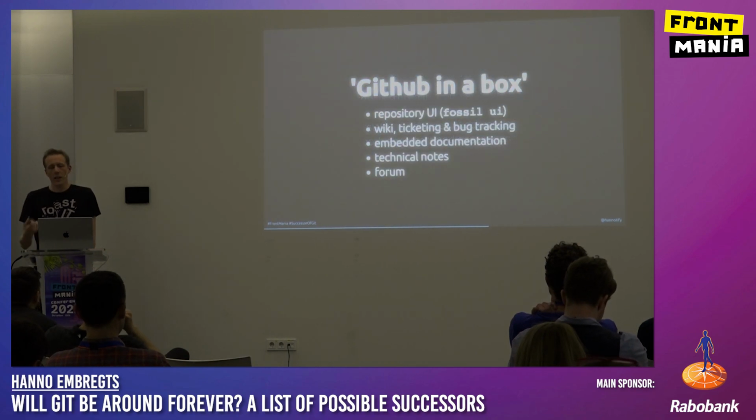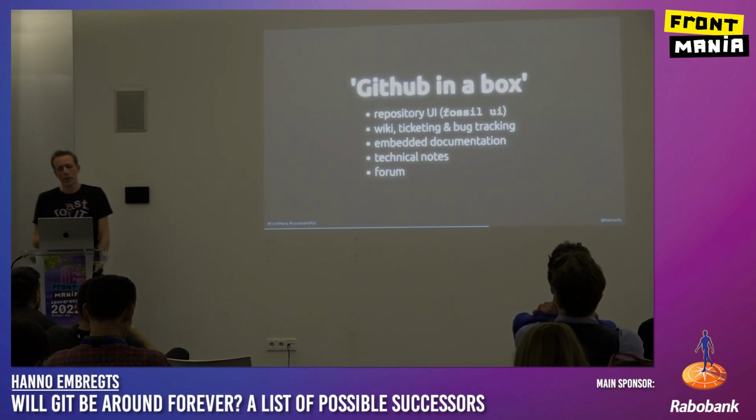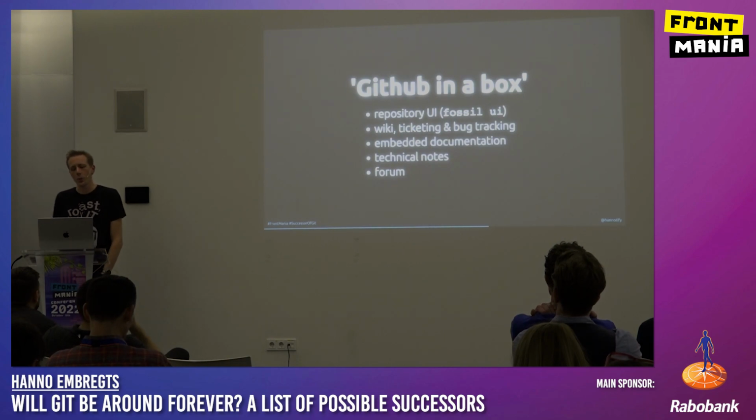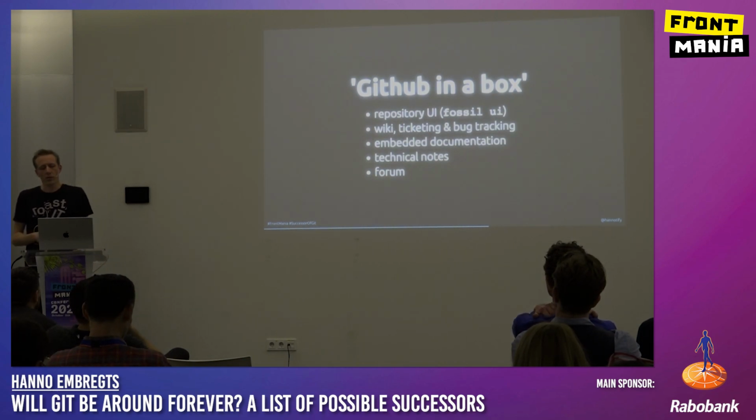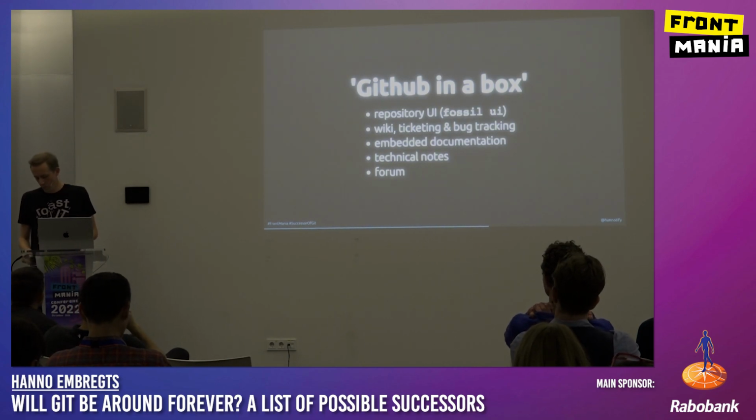And when we're talking about Fossil, it's often called GitHub in a box because you can call up this UI and it has all these kinds of features: wiki, ticketing, bug tracking, embedded documentation. It's a very feature-rich web interface. So actually, this makes Fossil very well suited for small-scale projects, startups, but not really for large-scale open source development like the Linux kernel. But we'll get to that in a minute.